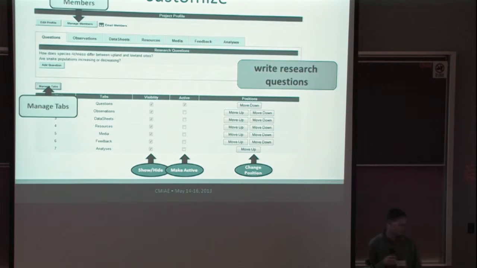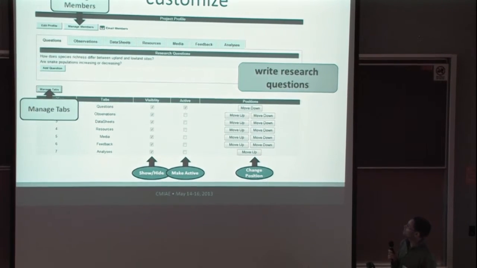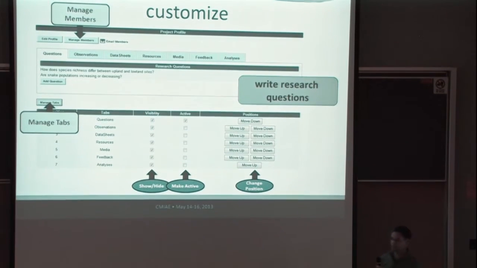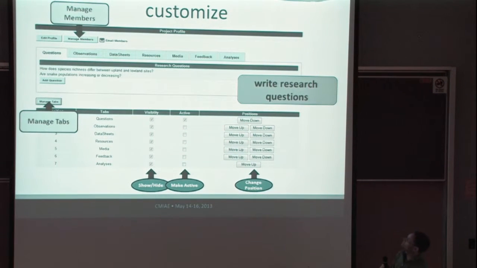They can customize their project. They can manage their members. They can email their members and say, don't forget your GPS unit, or your waders, or your binoculars. And they can change the order of these tabs. They can say, hey, we're in field data collection mode, so we're going to make the submit data tab first, or the observations, and then maybe at the end of the field season we might offer a survey for the volunteers to take to give us feedback. So you might make the feedback tab first in the list. So you can manage these tabs by moving them up, moving them down, and you can refocus attention appropriately.